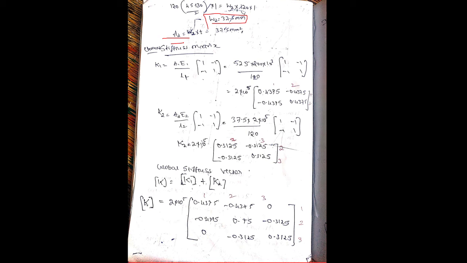Now we got A1, A2. The rest of the steps are the same: element stiffness matrix, global stiffness matrix. And what may be one more change here? Can anyone tell me what may be the one more change now in the global force vector?